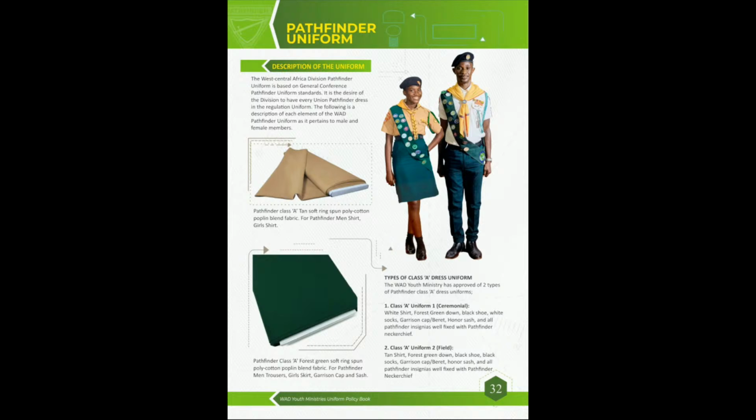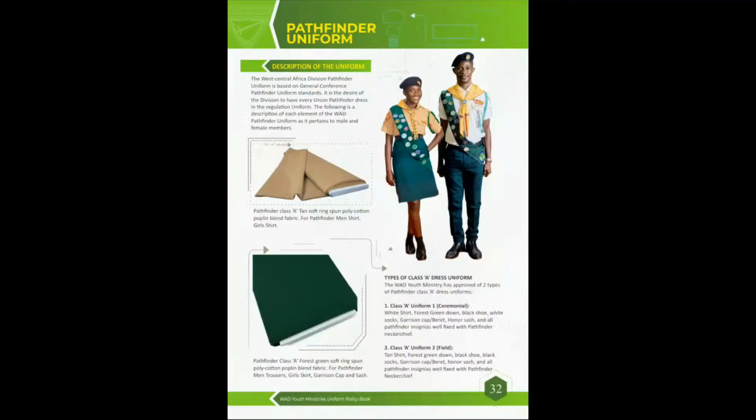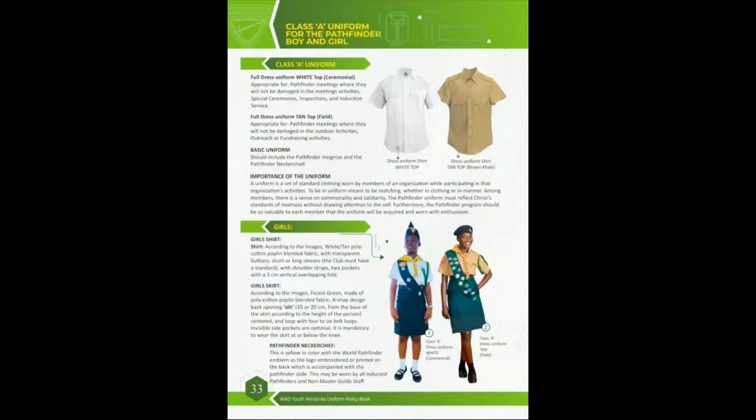So let's look at these uniforms in some detail. For girls, according to this image, you can see one girl is wearing a white shirt, green skirt, and the other one is wearing khaki with a green skirt as well.